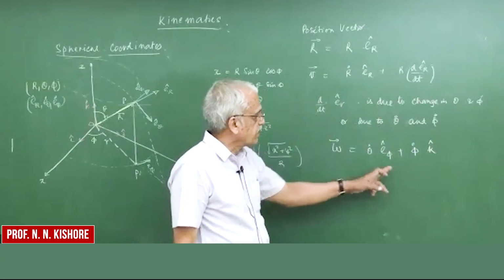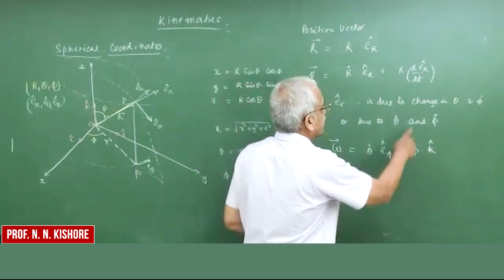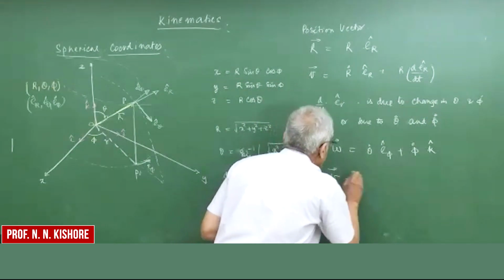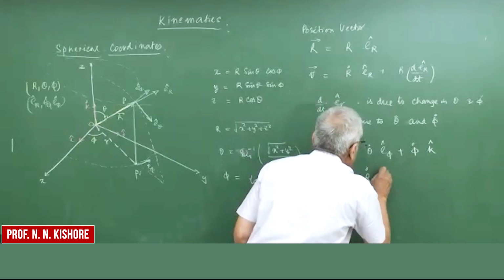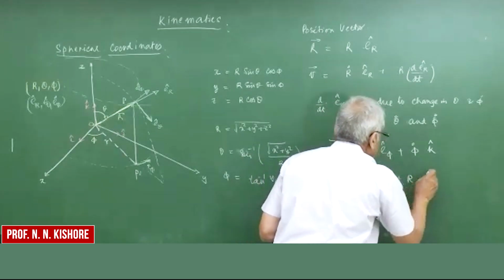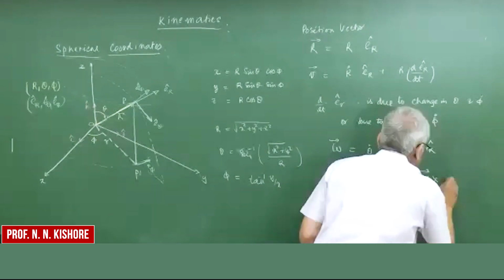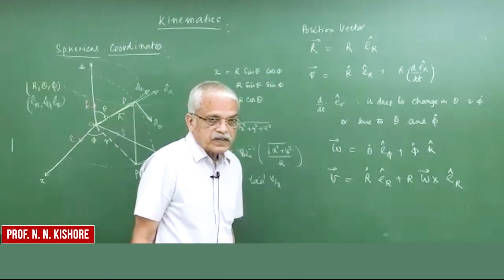So this is the angular velocity vector: theta dot e phi and phi dot k. That's what you're going to put here. So that means that v here, I have to put it as omega cross. Okay, so what is the problem here?